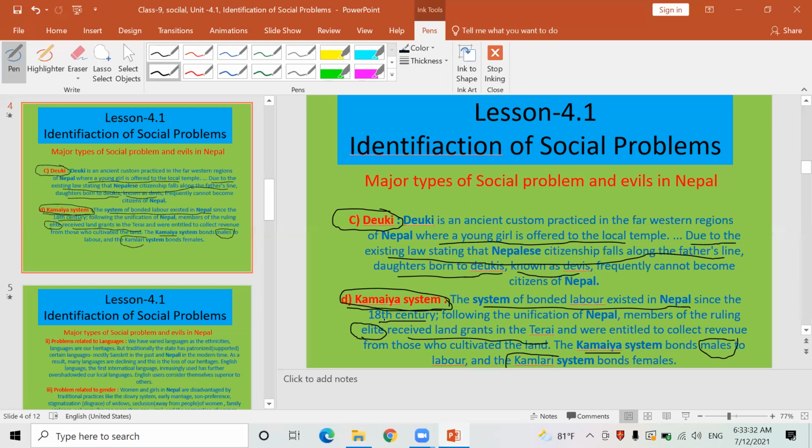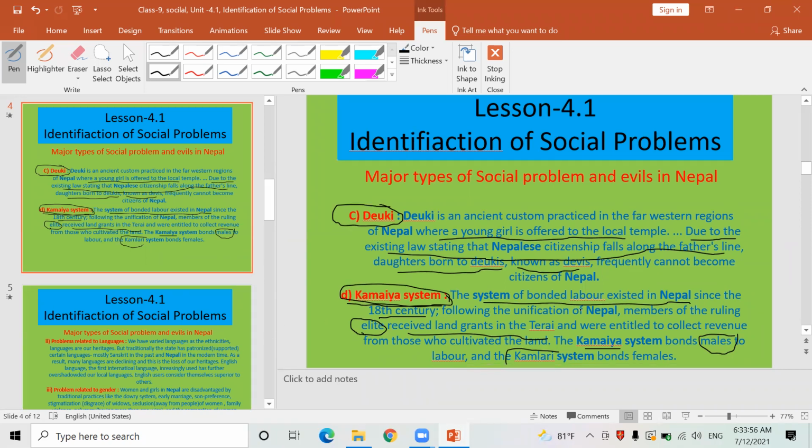Once it was abolished by the Nepal government, they again couldn't survive. The government couldn't provide them enough land to grow crops for their survival. Therefore, they went back to their owners and asked again for thousands of bigger land to cultivate. Therefore, the Kamaya system still exists in Nepal. Now let's go to the next topic.